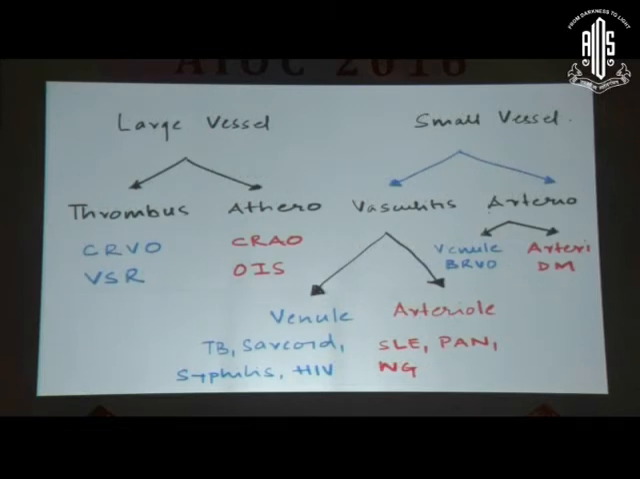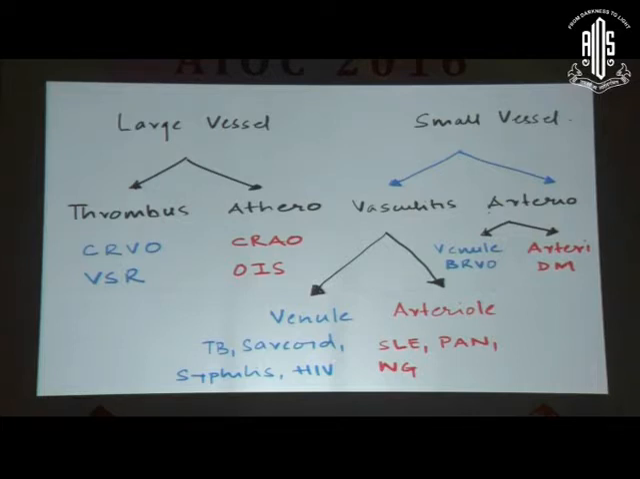So when you divide any vascular occlusion into large and small vessel, a large vessel, as I said, occlusion within, thrombus and atheromatous plaque, you have these diseases: CRAO, ocular ischemic syndrome, CRVO, and venous stasis retinopathy, which is nothing but the OIS equivalent of a central retinal vein occlusion. When we come to small vessel, inflammation or vasculitis involving predominantly the venule, you have TB, sarcoid, syphilis, HIV; predominantly the arteriole, you have SLE, PAN, Wegener's.